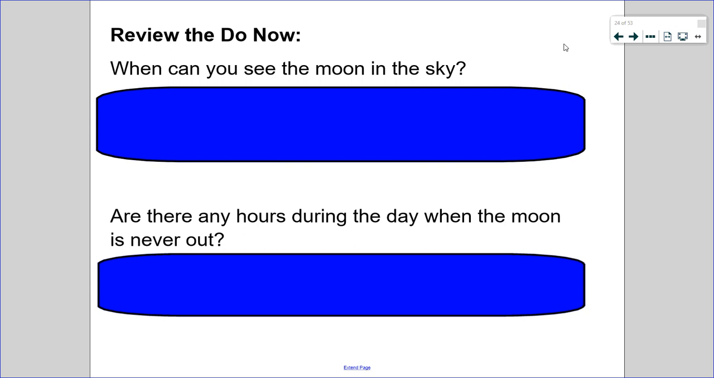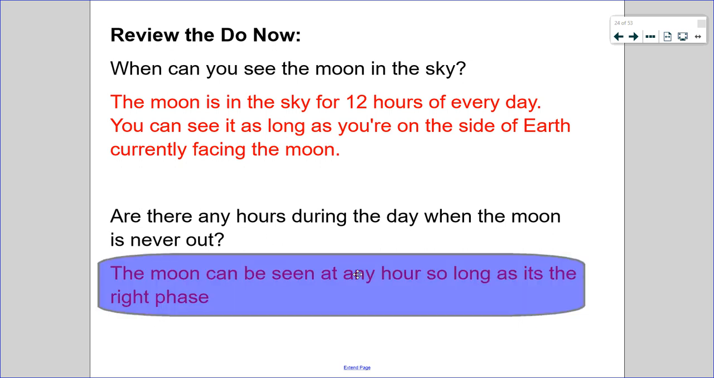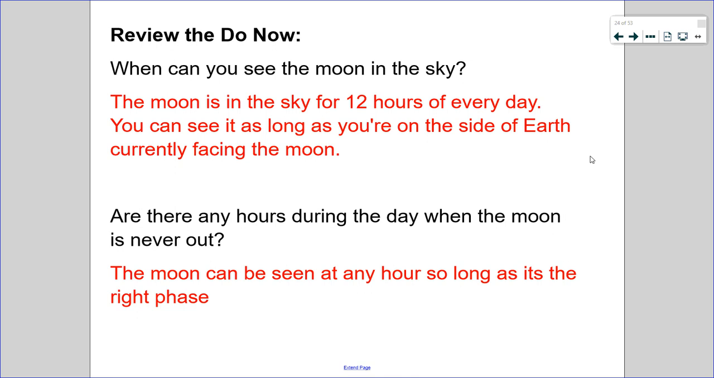Okay, so let's do a quick recap. When can you see the moon in the sky? Well, the moon is in the sky for 12 hours every day. You can see it as long as you're on the side of the Earth that's currently facing the moon. And are there any hours during the day when the moon is never out? The answer is no. The moon can be out, and it can be seen at any time, at any hour, so long as it's in the right phase.